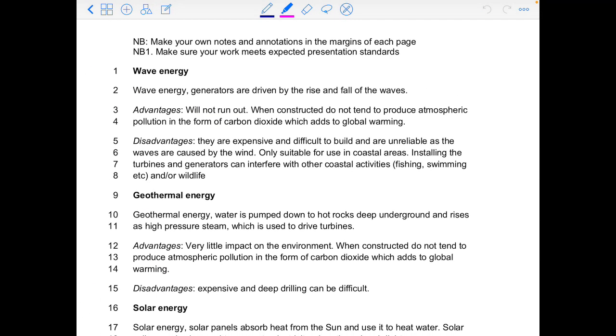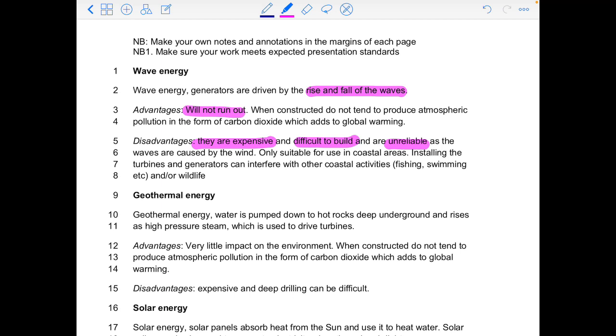So wave energy. With wave energy, generators are driven by the rise and fall of the waves. So again, we're always going to have waves, and we're not going to add any atmospheric carbon. Again, they are expensive to build. They're also difficult to build. And they are not as reliable because there's not always big waves.